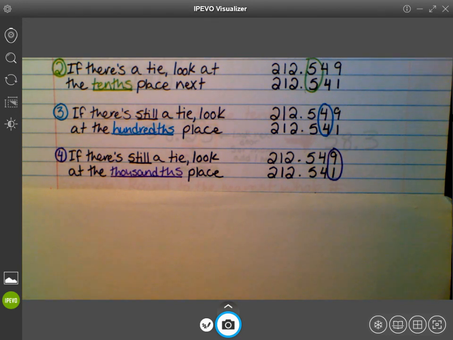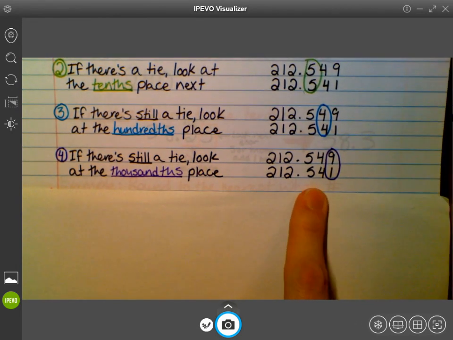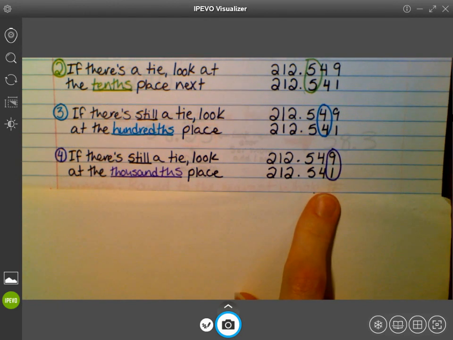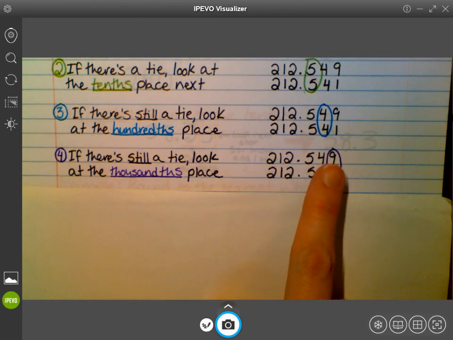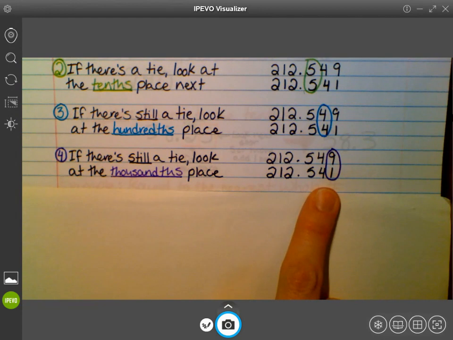They're different numbers. So we've had ties in the whole numbers, the tenths place, and the hundredths place. Finally, what does the thousandths place tell us about these two numbers? What does this tell you? Nope, I want you to be more specific. What does it tell you, Will? The top number is larger, right? Because it has a 9 in the thousandths place. After all these ties, it has a 9 in the thousandths place. And our bottom number has a 1 in the thousandths place.